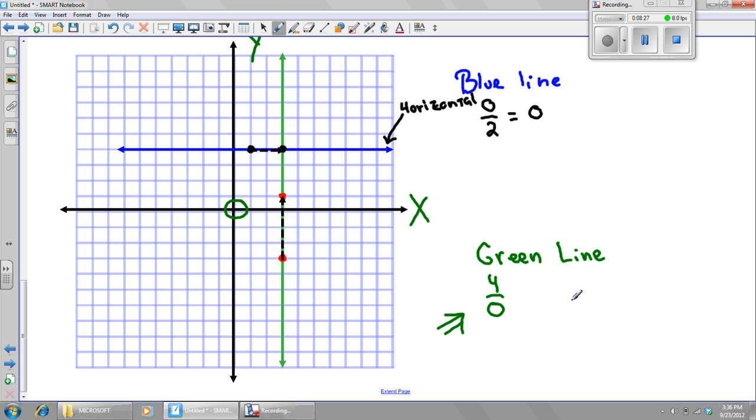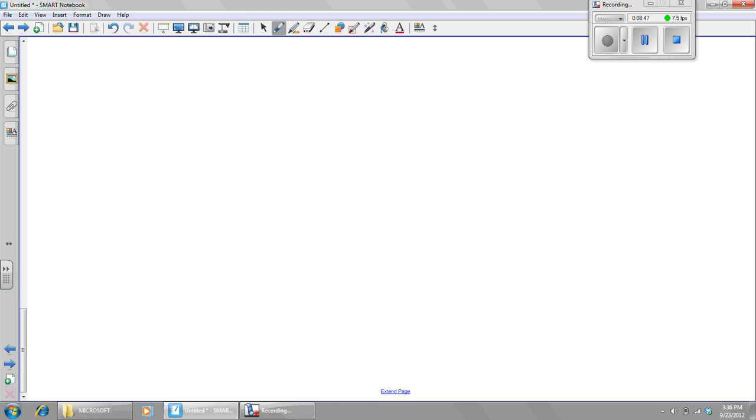With a vertical line like this green one, the vertical line, we say that it has no slope. The vertical line has no slope. And that's always true. One way to tell if something has slope, ask yourself, can I ski down it?